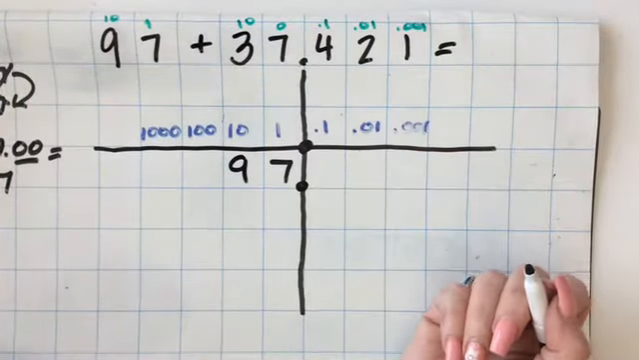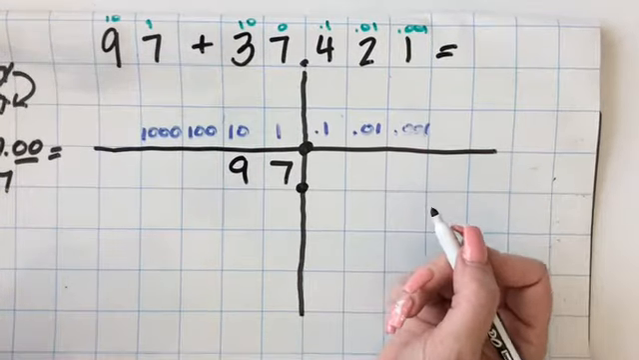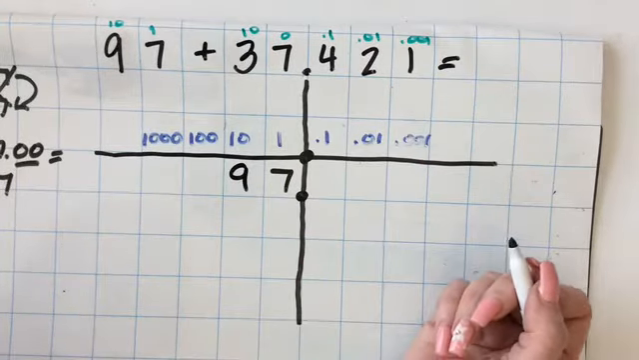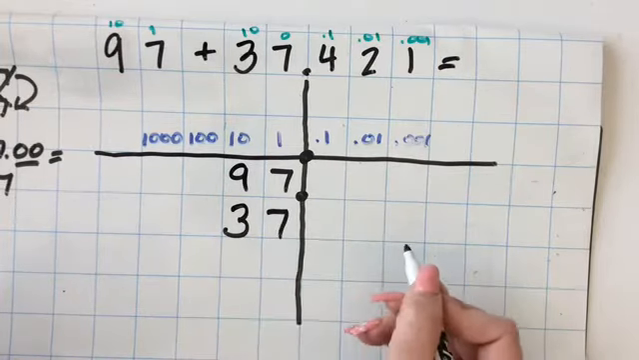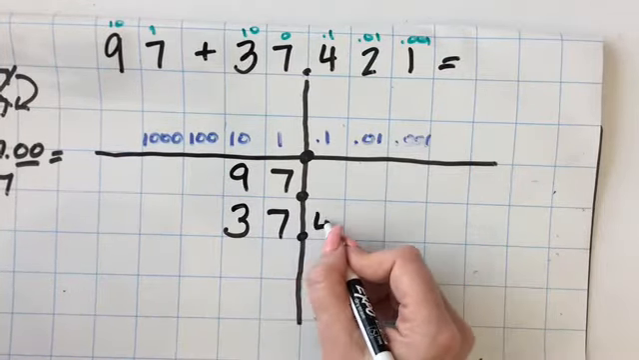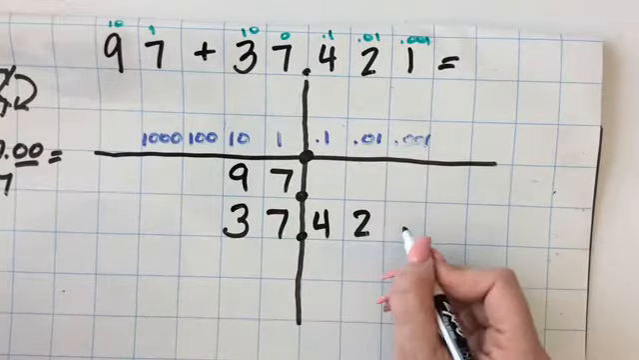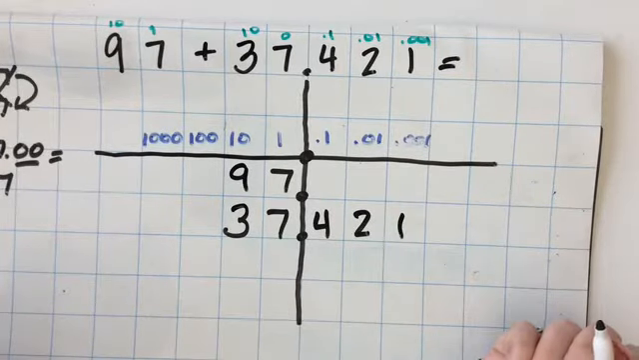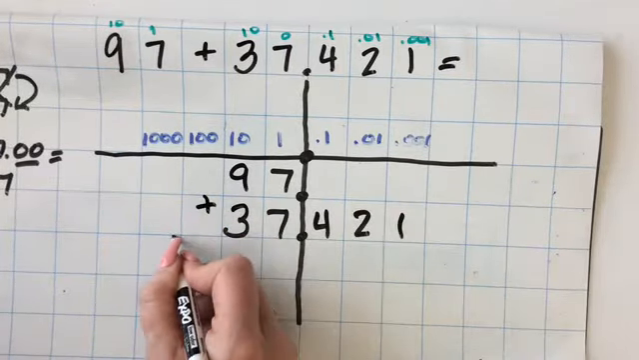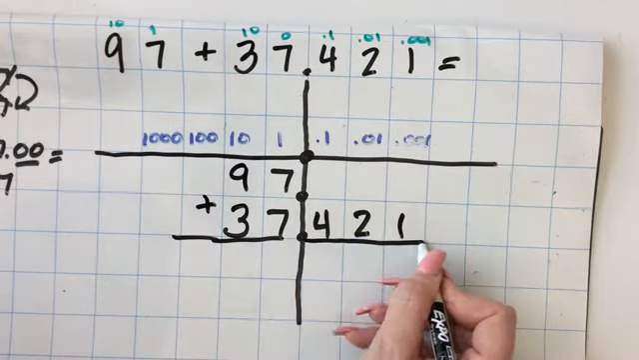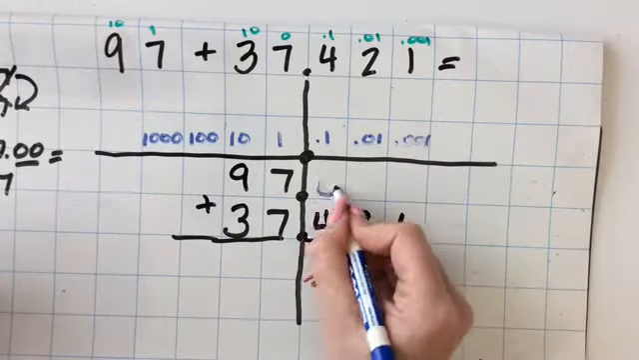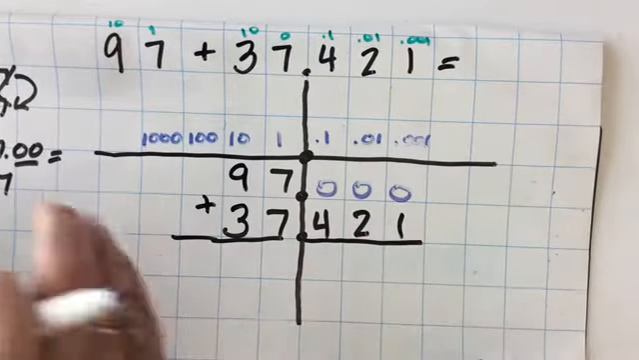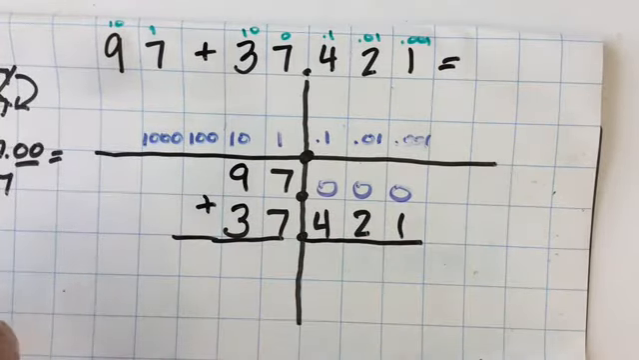So we have 97. I'm going to add my decimal point, and then we'll look and see how many zeros we need to add based on our problem. So we have 37 and 421 thousandths, and we are going to add these. So remember those placeholders that we can add, and it's not going to change the value of that 97. And now we can add.